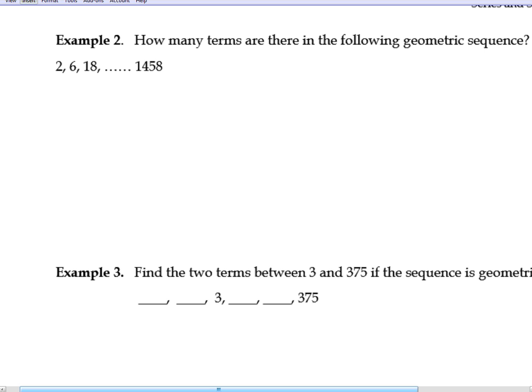How many terms are there in the following geometric sequence? Okay, tell me what we know here. T1 is 2. R is 3. This looks very similar to the last question. And what else do we know? Tn, our last term. Good. And we are looking for, how many terms stand for? N. We're looking for N. Good times.